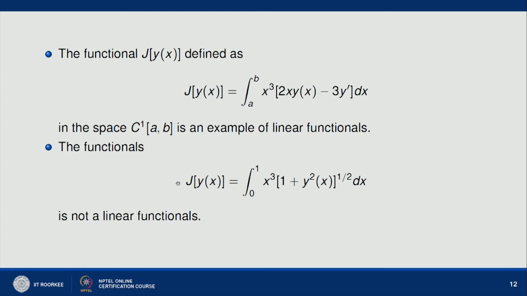But if you look at the last example, that is J of y(x) equal to the integral from 0 to 1 of x cubed times (1 plus y square of x) to the power 1 by 2 dx, it is not a linear functional, because if you replace y(x) by y1 plus y2, taking alpha equal to beta equal to 1, then you can check that it is not equal to J of y1(x) plus J of y2(x). You can check easily, okay.